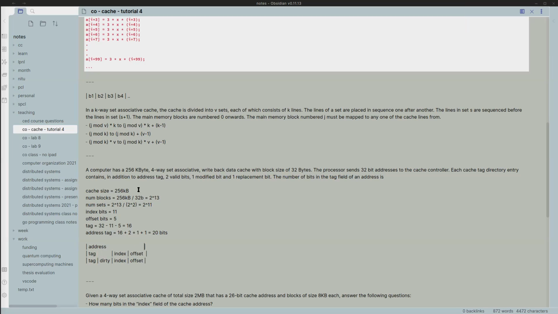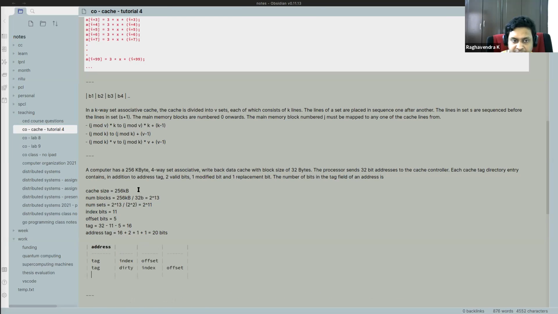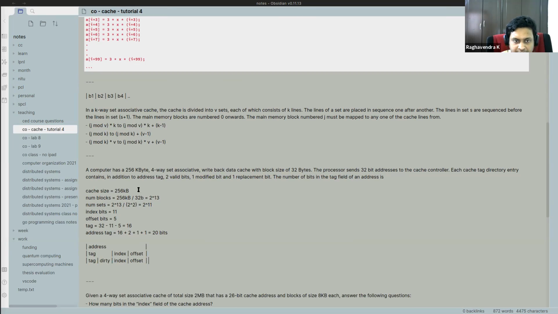The tag won't be the same, and the dirty bit will depend upon how you are changing it. Yes, right. So the dirty bit is not part of the address. The dirty bit is something which you are adding to keep track of whether a block has been modified or not.